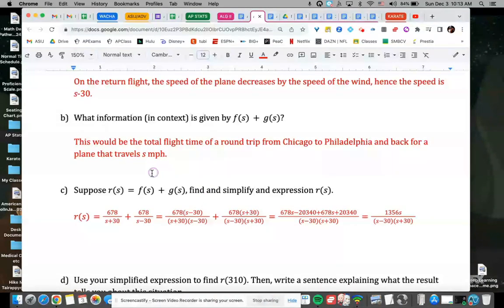So let's define that with a new function. So that's what we did here. We said, let's make that a new function. Let's make R for round trip, right? So maybe F is for going there, like first or something, and then G is like going back. I don't know. We're just using F and G. But let's say R is for round trip, okay? So you can see we added those together.